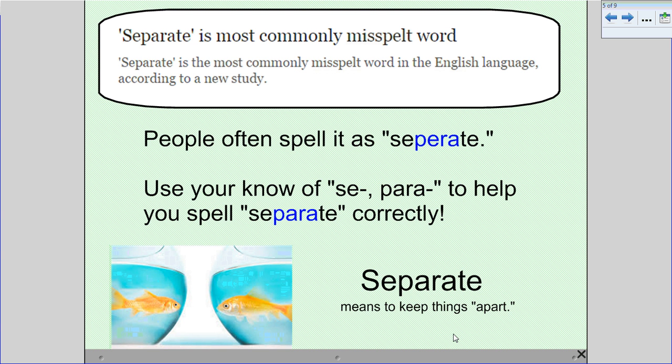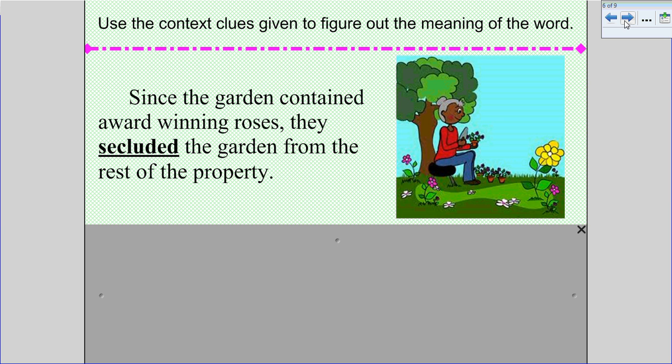We are now going to go over 4 words that also use the prefix se or para. You need to write these 4 words in your graphic organizer. The first word is the word seclude. Please add that to your graphic organizer.